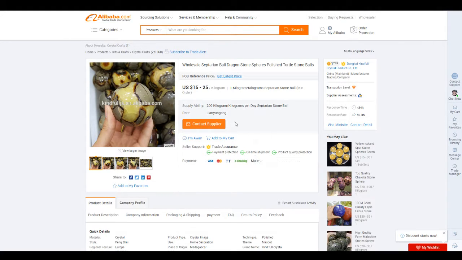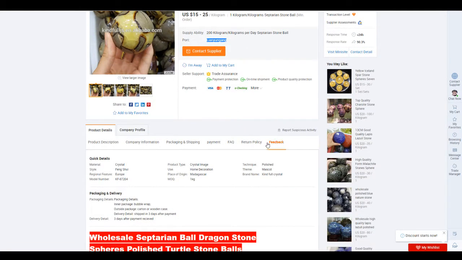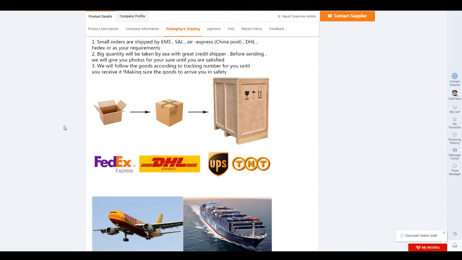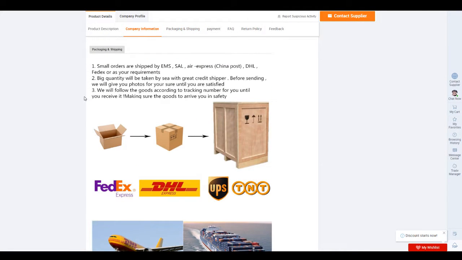And let's see what else. So they can do 200 kilograms of these per day, and they're coming from, I'm not even going to try and pronounce that, but probably out in China. We can look and see their shipping information, see how long it would actually take to get to us. Yep, coming from China via DHL, FedEx, as you require.